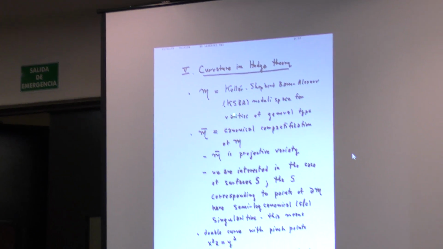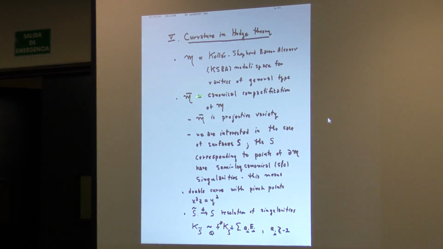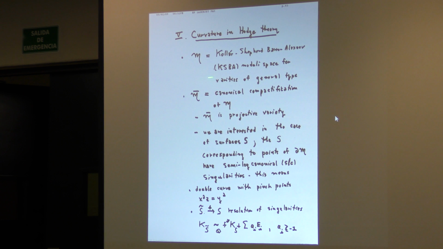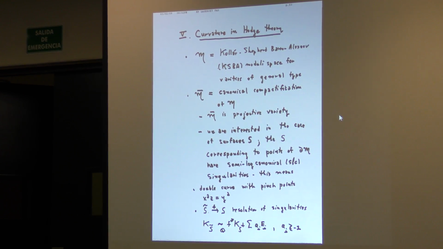Just to say a couple of words about the compactification, the canonical compactification of Kollár, Shepherd-Barron, and Alexeev. What that means is that if you have a family of smooth surfaces of general type over, say, a punctured disk, then there's a canonical way of putting in a surface over the origin. It's like for curves, you can uniquely put in a stable curve over the origin. For surfaces, you can uniquely put in a surface with certain singularities called semi-log canonical.